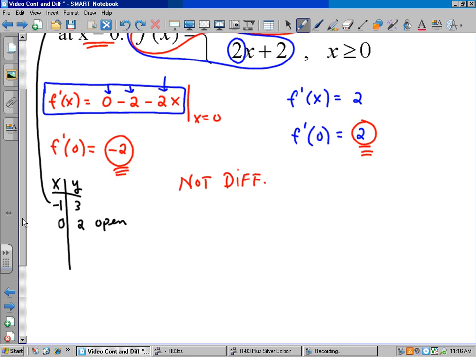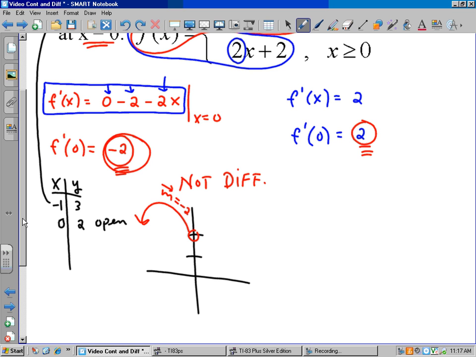So let me just come up here. And so we've got something like this. It's a parabola, so it looks something like this. As we come in from the left, our slope here is negative 2, right? We knew that from that. That kind of makes sense.